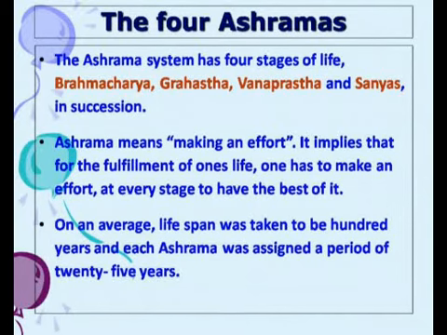It implies therefore that for the fulfillment of one's life, one has to make an effort at every stage to have the best of it. Success in the succeeding stages was held to be based on efforts made in the preceding section. For example, if you have fulfilled all the conditions of the brahmacharya ashram, then your next stage, that is the grihastha ashram, will be successful. If you have successfully completed the grihastha ashram, then your vanprastha ashram will be successful. If you have performed all the conditions or the requirement of the vanprastha ashram, then your sannyas ashram will be successful.